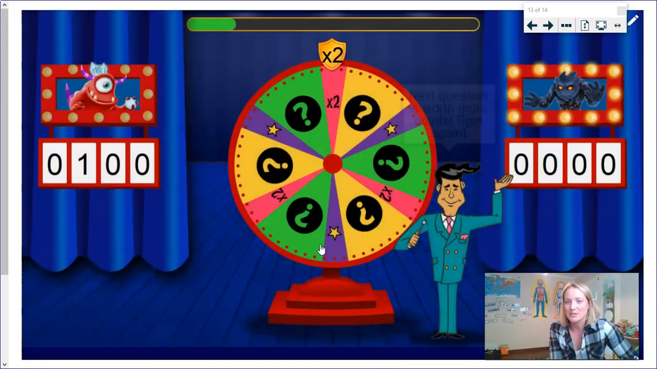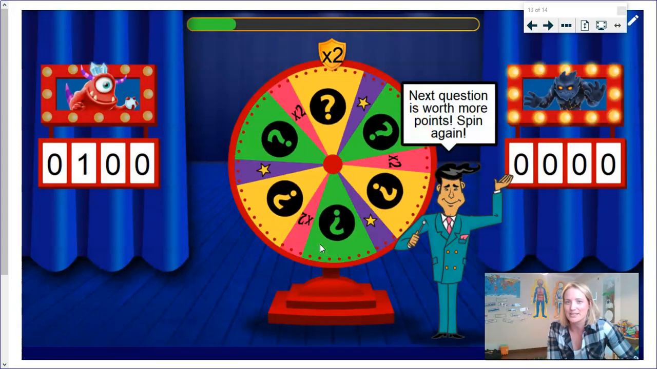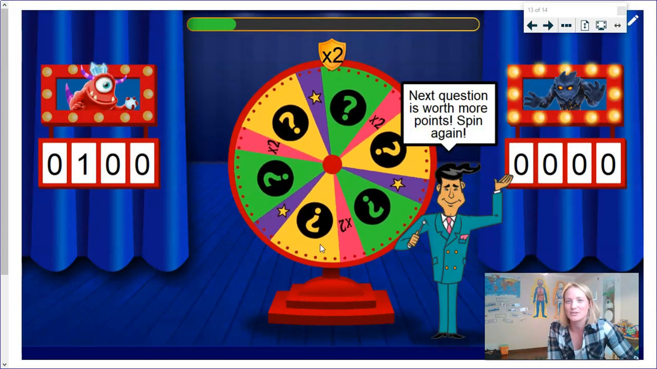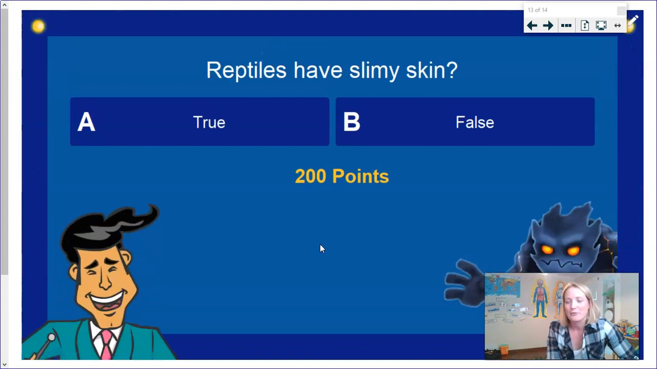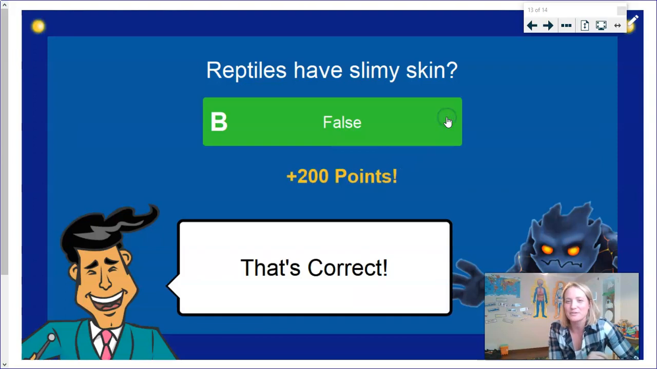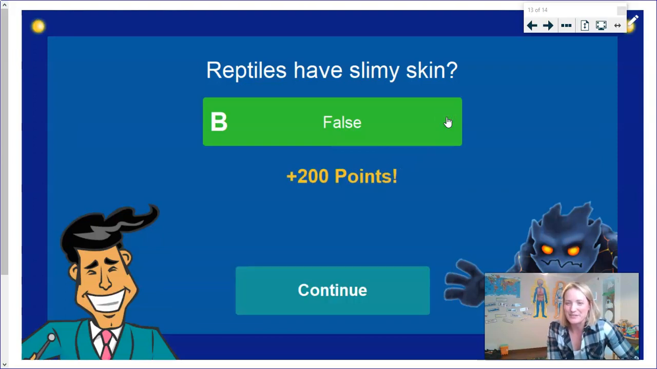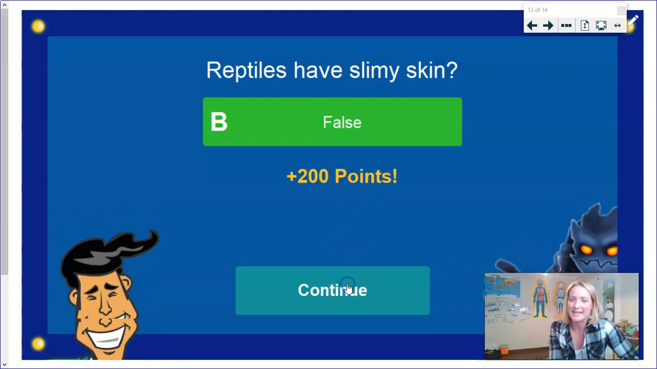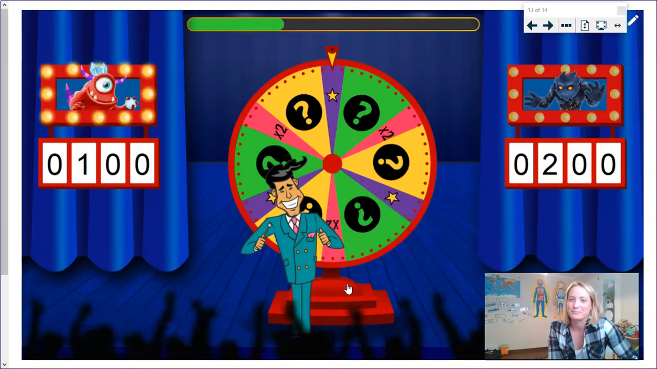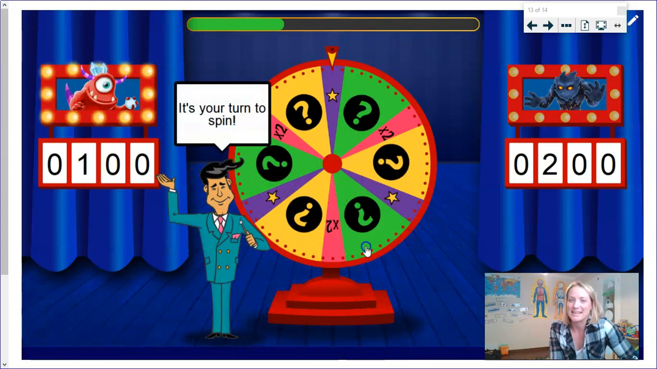Okay, now this question is worth double the points because I landed on a ×2. Reptiles have slimy skin. True or false? Well done if you said false. You get an extra 100 points for that. No, reptiles have dry, scaly skin. Let's take another spin.